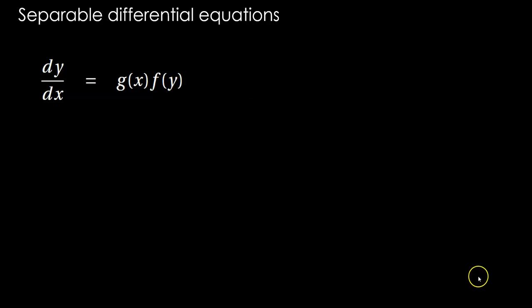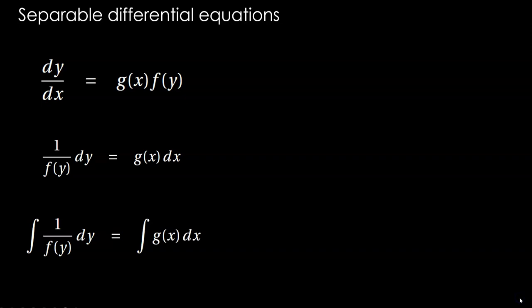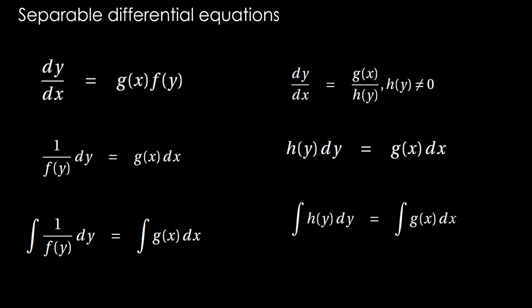So you can cross multiply. You can then have 1 over f of y dy equals g of x dx. You can integrate and get the answer. Or you might see it like this, where the h of y is on the bottom. Again, cross multiply and integrate.